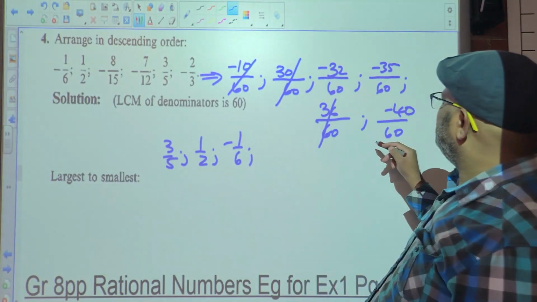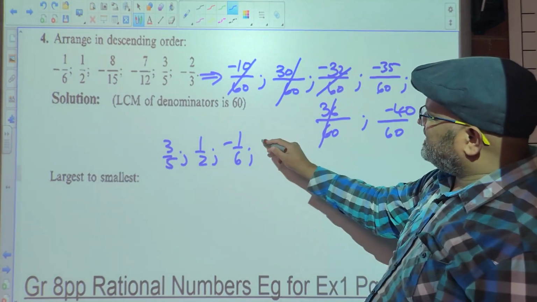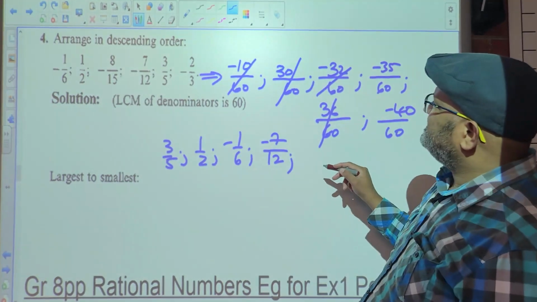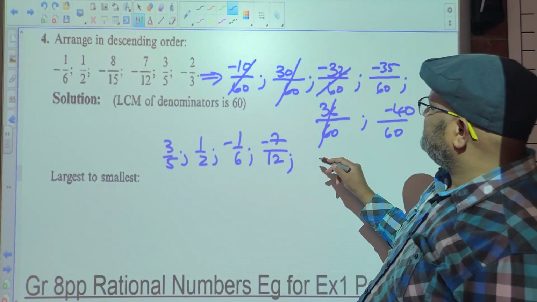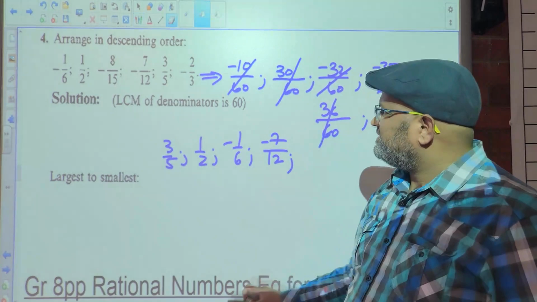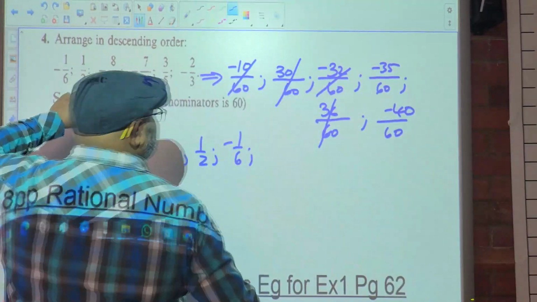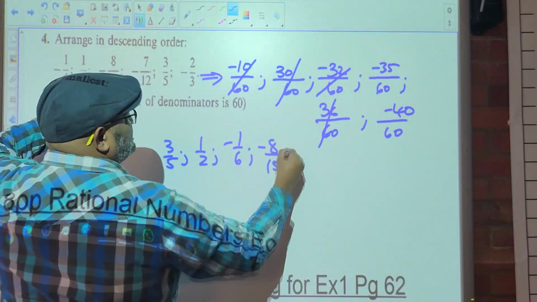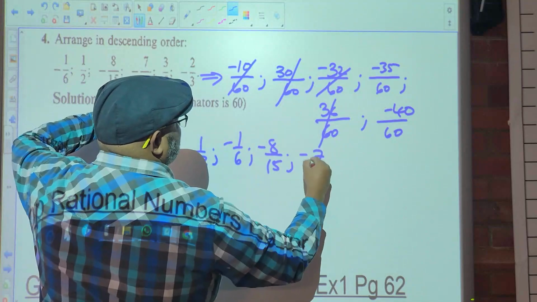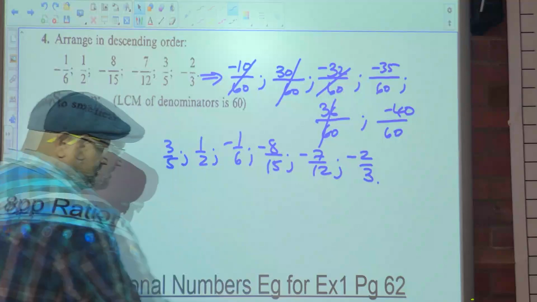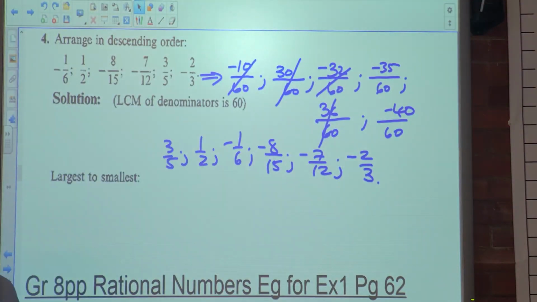And then negative 32, which is negative 7 over 12. And then, I mixed it up here. Actually, the third one I will cancel out, which is negative 8 over 15. And then negative 7 over 12. And then negative 2 over 3. Do you guys understand? See any confusion there? Yes, sir.